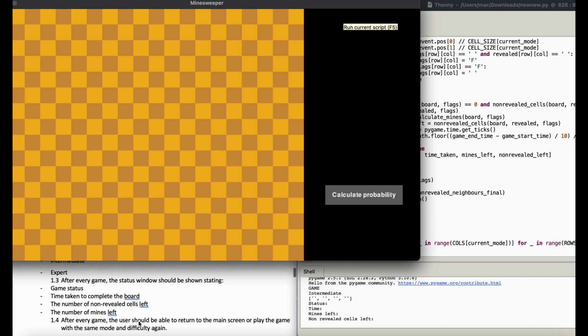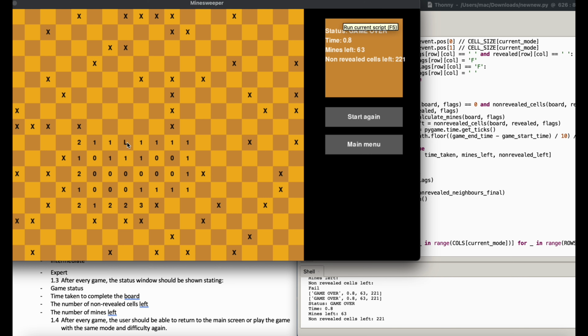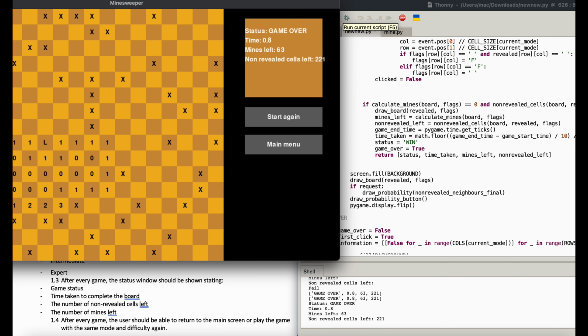Objective 1.3. After every game, the status window should be shown. Here we can see the status window. It shows the status of the game, time to complete the game, mines left, and non-revealed cells left.